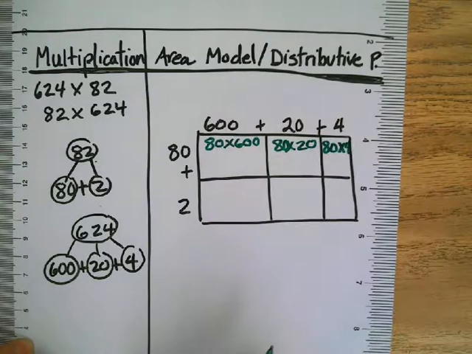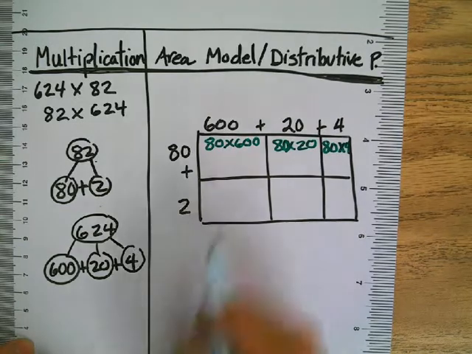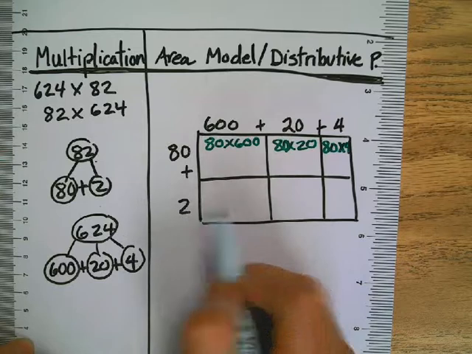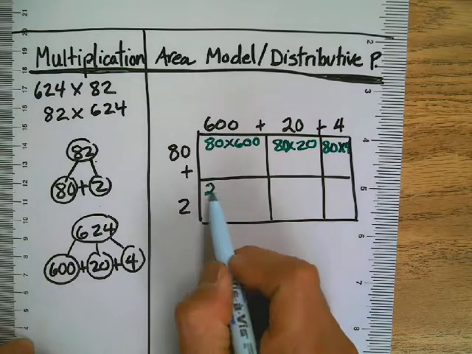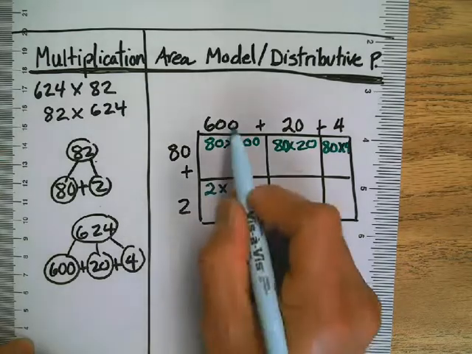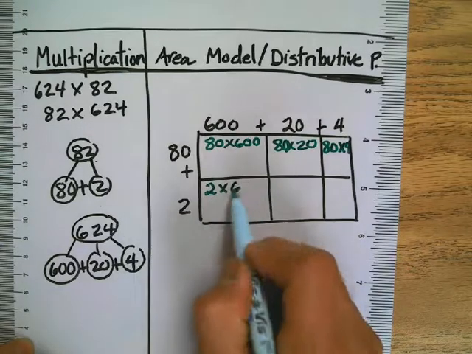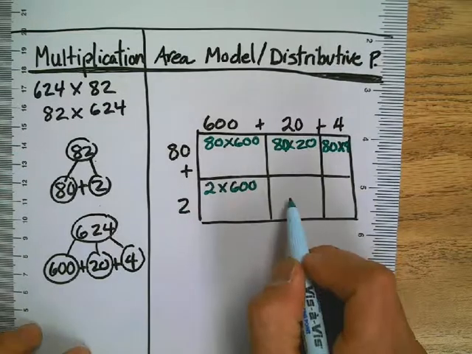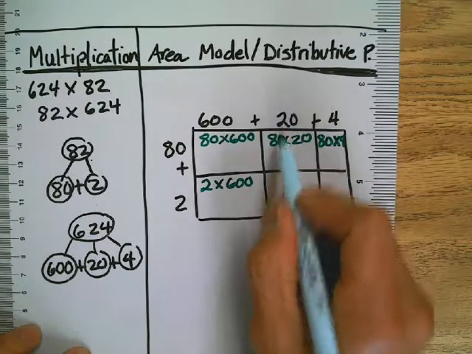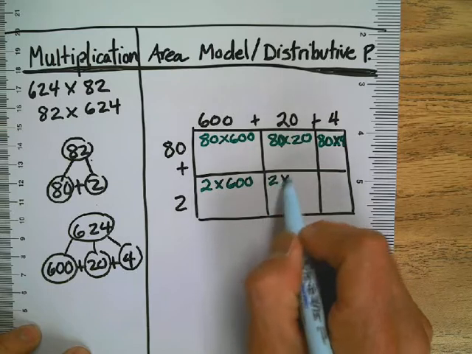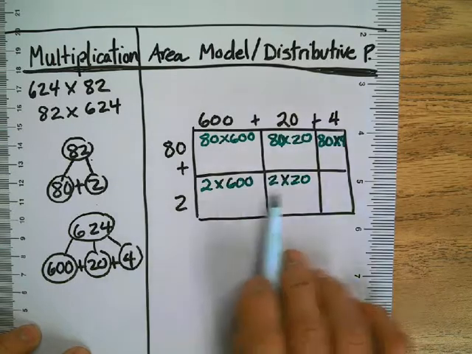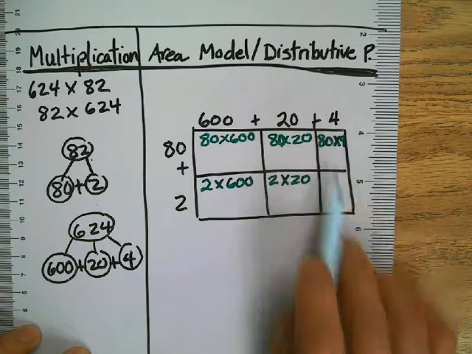Now let's do the bottom part. This is the row which multiplies 2 times the number that is above, which is 600. And this is going to be 2 going across, looking up to the 20, and it's 2 times 20. And our last number is 2 ones times 4. So you can see that's how we come up with the multiplication. Now we solve these problems.